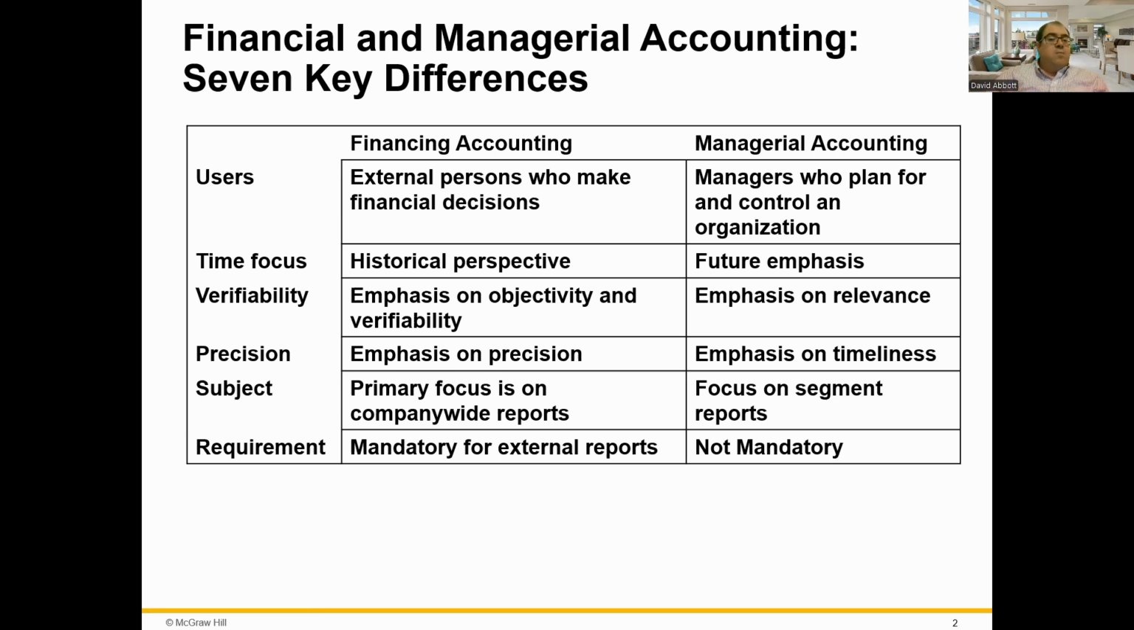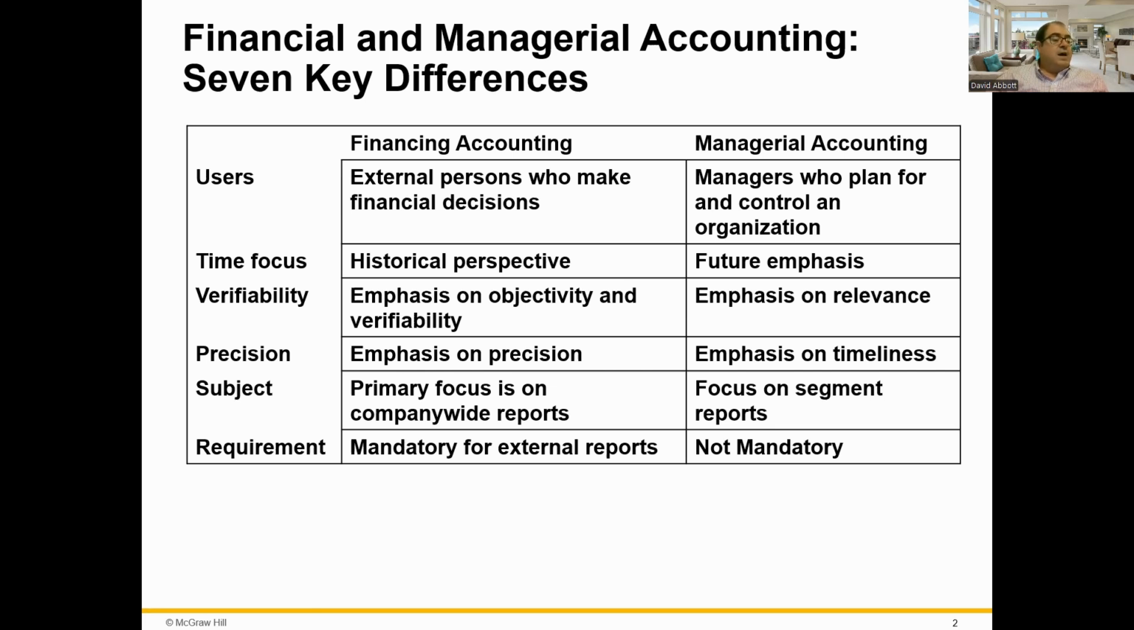Precision. In financial accounting, there was an emphasis on precision, again, to report to external parties. Managerial accounting is going to focus on timeliness by providing good estimates as soon as possible rather than waiting for precise data later. So in managerial accounting, we're trying to get timely information in order to use it to make decisions.